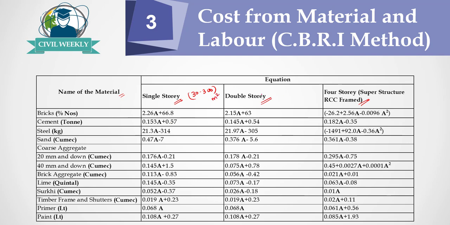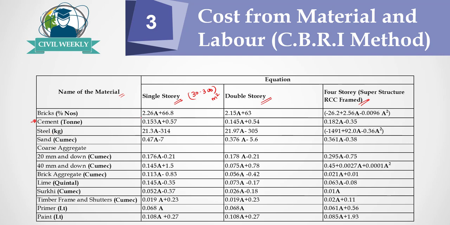Similarly, if we want to build a double story structure with almost the same specification, between 30 to 300 square meters, then we can use this set of equations. Similarly, we can use this set of equations also. These are related to material. If we consider cement, and we want to build a single story structure, what formula do we have to use?